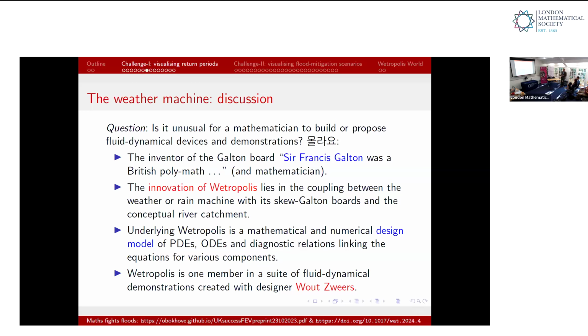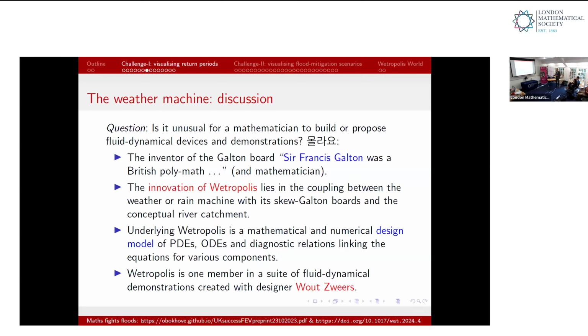Now it's important to realize that the innovation of Wetropolis lies in the coupling between this weather or rain machine and its skew Galton boards and the conceptual river catchments. Loads of people use Lego, they have made a river catchment, and they throw water at it, preferably as much as possible, but that's completely unrealistic relative to extreme events in the real world. So the innovation is the weather machine.